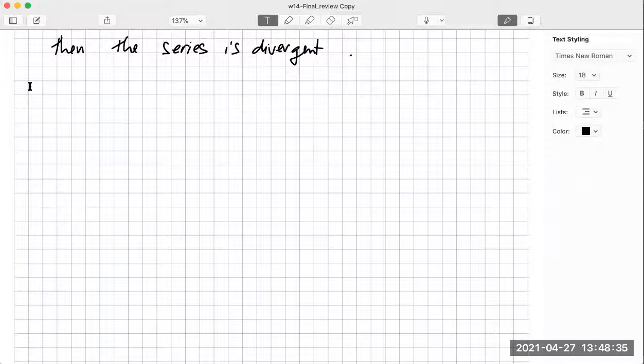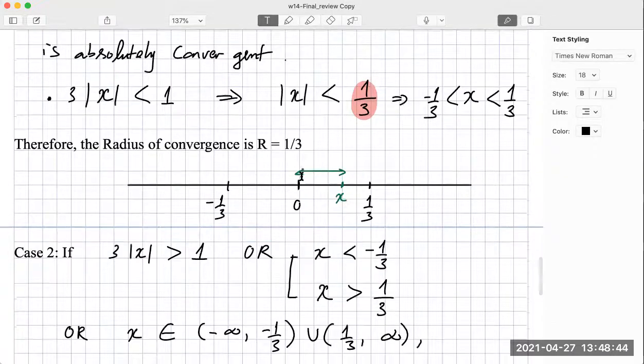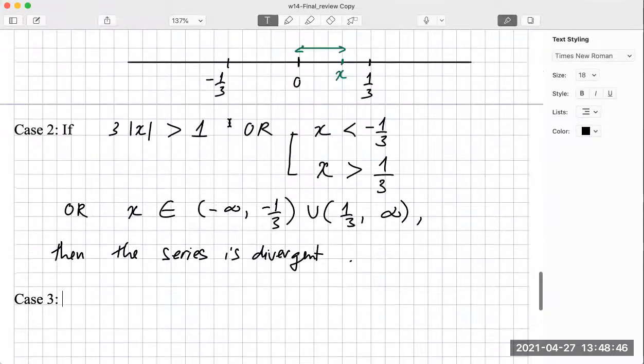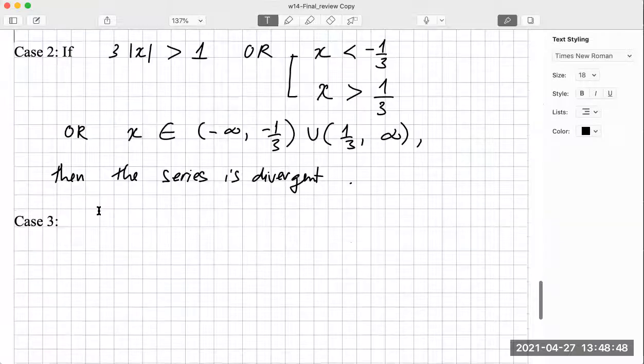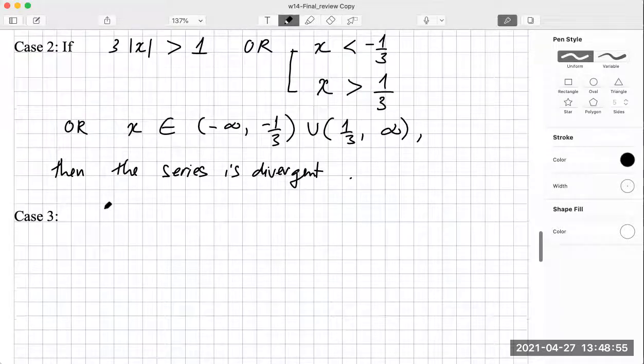The third case, when the limit of the ratio test is equal to 1, we don't know. It is inconclusive, or in other words, x will be at -1/3 or 1/3 right here. We have to write it explicitly and use different tests to have a conclusion about this series.